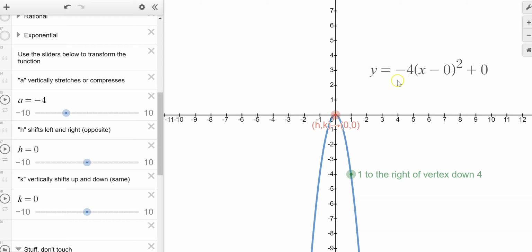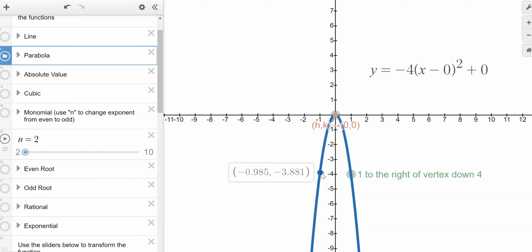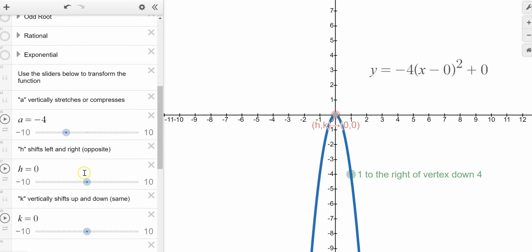So this is negative 4 now. So we would go over 1, down 4, or down 4 over 1. And it's symmetric, so we go both sides, even over here. We have that same number. And then let's move this back to a positive here.